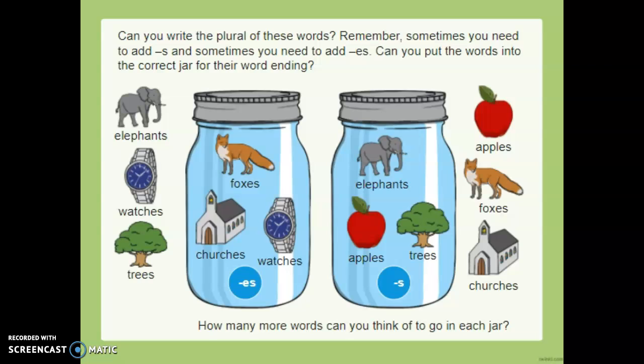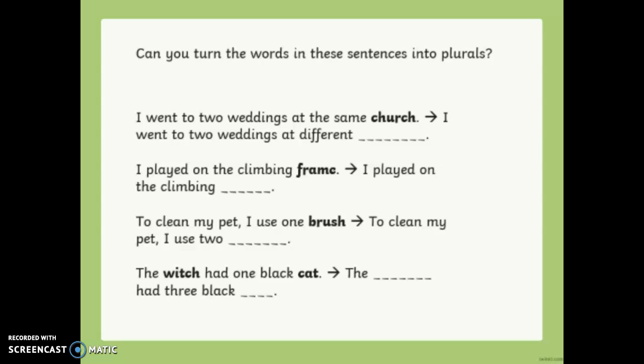Now I'm just going to move it up because I've got another activity for you to do. What I'd like you to do is turn the words in the sentences into plurals. In a moment I'll read out the questions, and then you can pause the video and write these questions down and turn the words that are in bold into plural. So I went to two weddings at the same church. I went to two weddings at different churches.